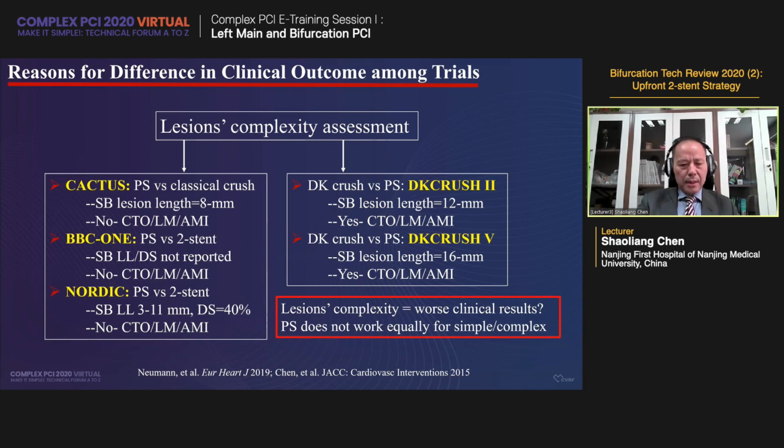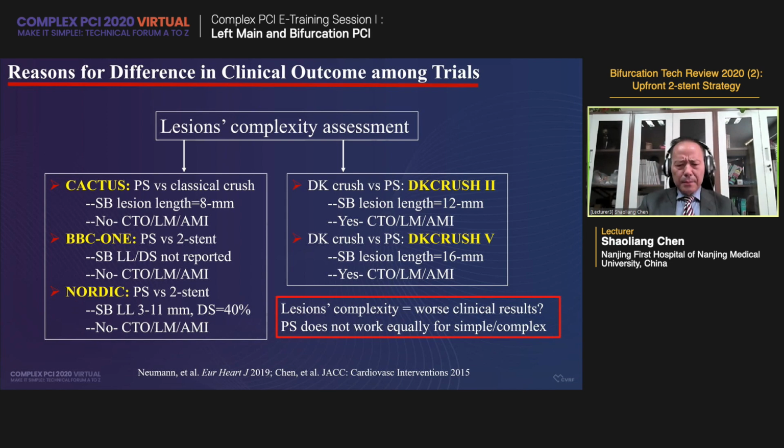For a randomized study, I think this is not good for the Nordic study because of the very short side branch lesion length in the provisional group. Also, the Nordic study group reported that the baseline diameter stenosis at the side branch was only around 40%. So it means a very small plaque burden at the ostium of the side branch. In our DKCRUSH-2, side branch lesion length was around 12 mm, and it was 16 mm in our DKCRUSH-5 study. So again, the result indicated the strong correlation of lesion complexity and clinical events.